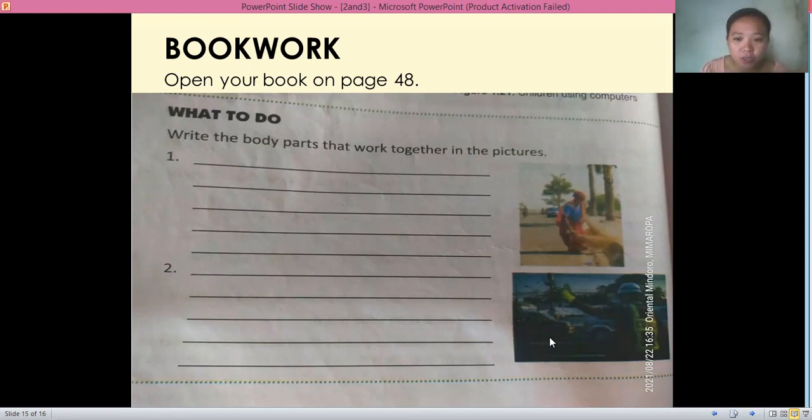Next, number 2 is the traffic enforcer. What are the body parts that work together in the picture number 2, the traffic enforcer? So if you are done answering, let's proceed to your assignment. But if you are not yet finished, please finish your work first.